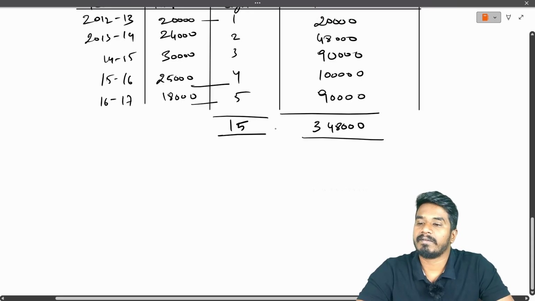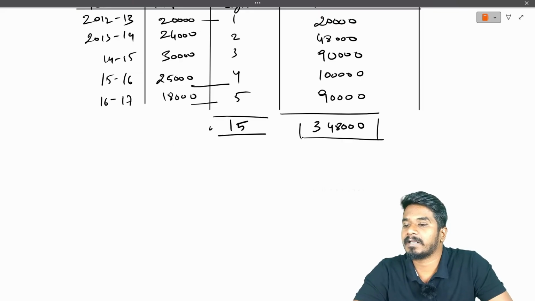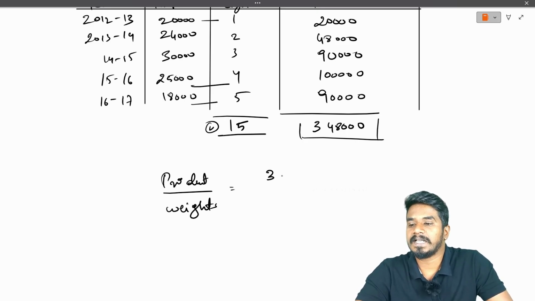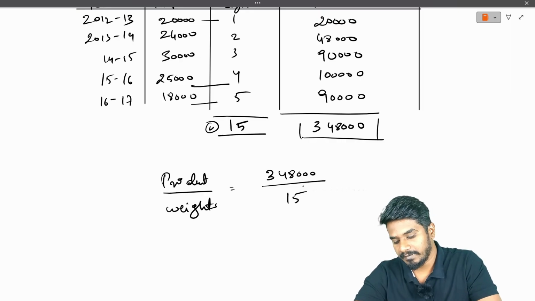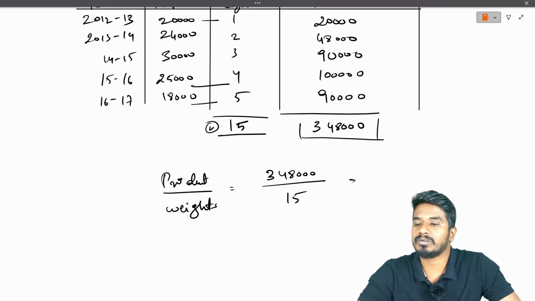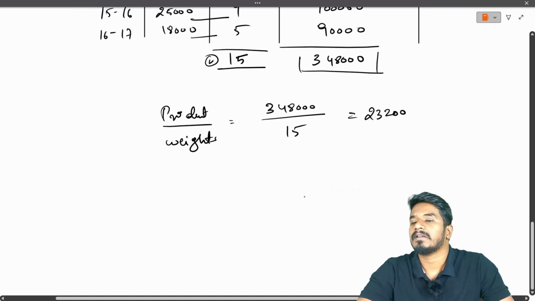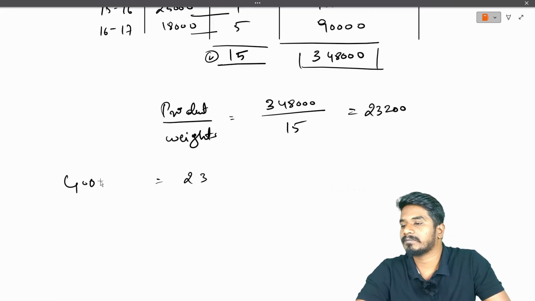Now the total product we got, divide that by the total weights, and you will get the weighted average profit. 3 lakh 48,000 divided by 15. How much is it? It is 23,200 rupees. The average is 23,200 rupees.